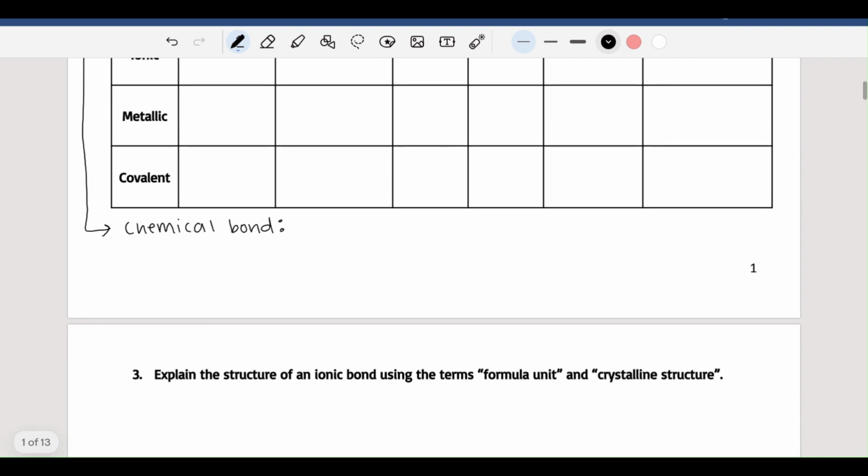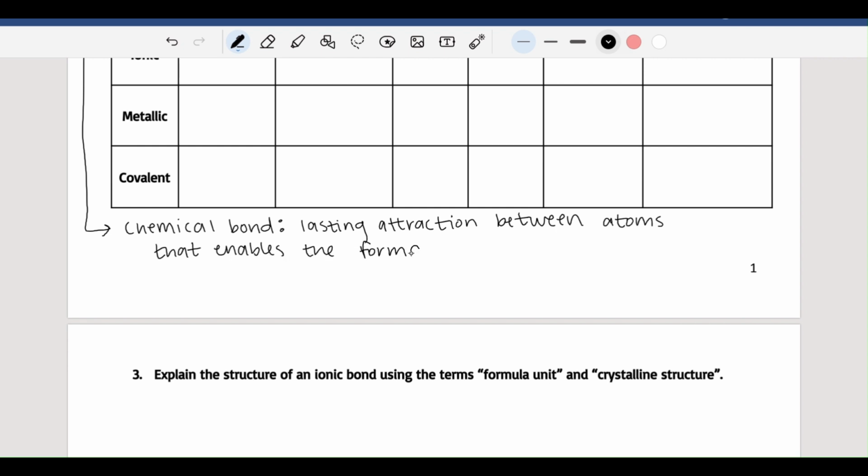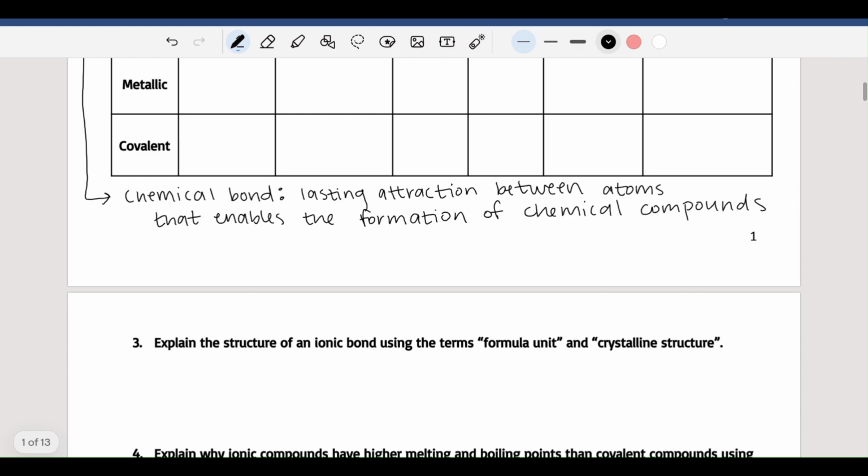A chemical bond is a lasting attraction between atoms that enables the formation of chemical compounds. So all chemical compounds are made by chemical bonds, which are all made to complete the octet rule.